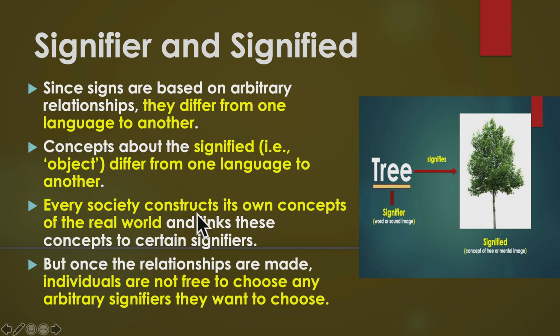Every society constructs its own concepts of the real world and links these concepts to certain signifiers, of course. So the object is the same in every society. We have trees everywhere, but in different languages, in different societies, we have different signifiers to signify those objects. But once the relationships are made, individuals are not free to choose any arbitrary signifiers they want. Once the relationship is established, like here, this object has this relationship in the English language, tree.